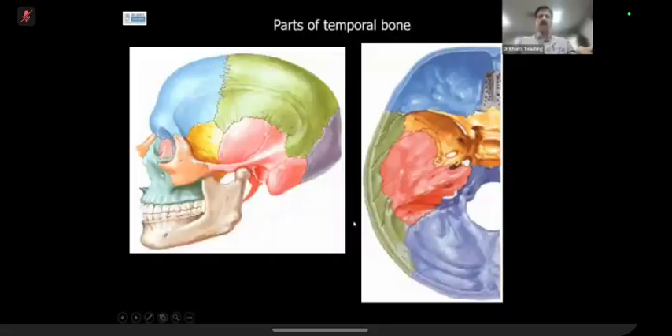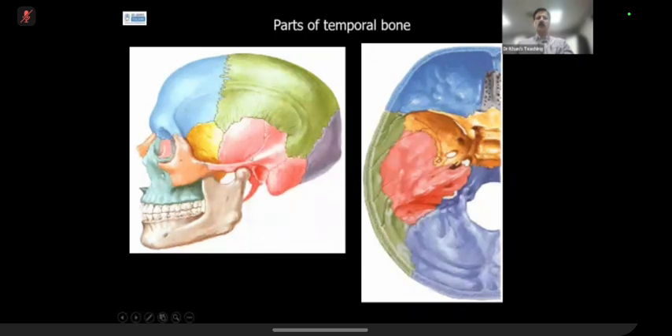Now, overview of the skull. This red bone, of course, these are various bones of the skull. We are interested in the temporal bone. Now, the temporal bone has got 5 different portions, technically speaking. This part is the squamous part of temporal bone. It forms part of the floor of the middle cranial fossa.